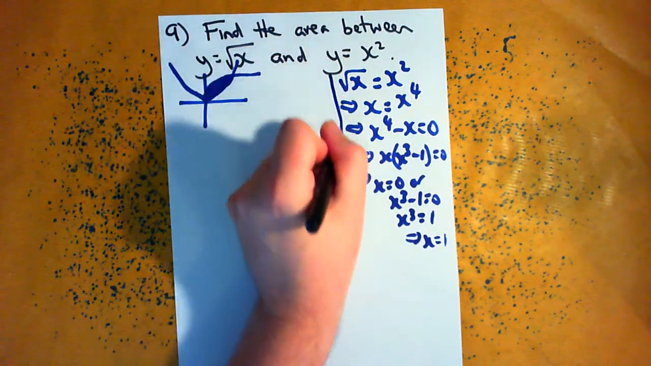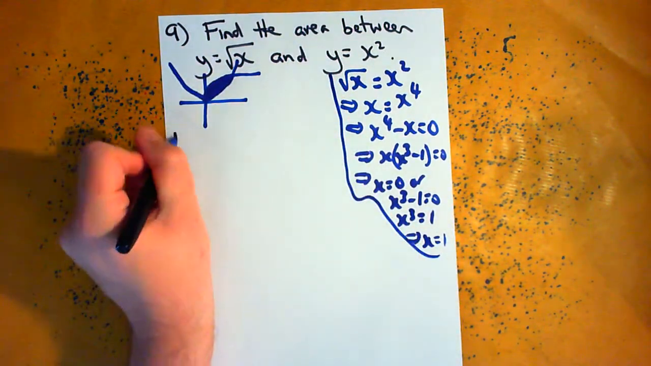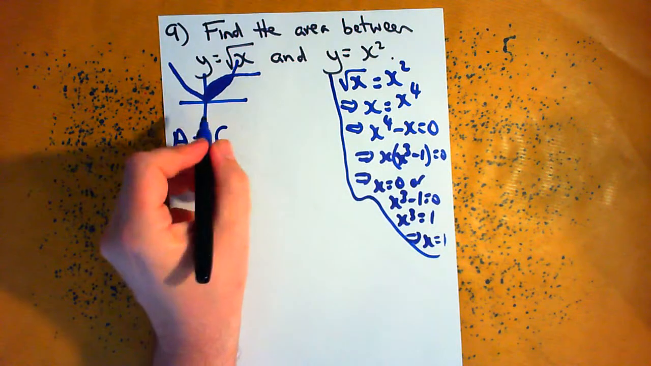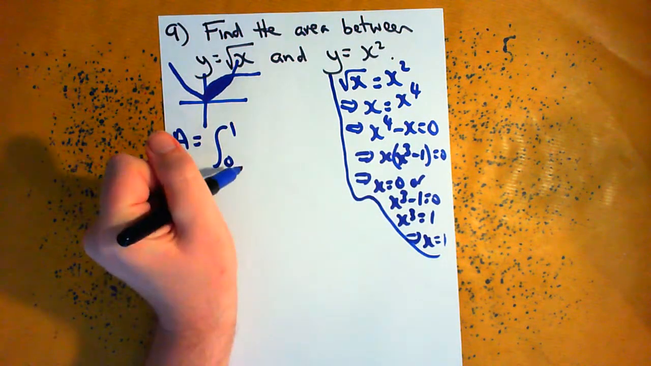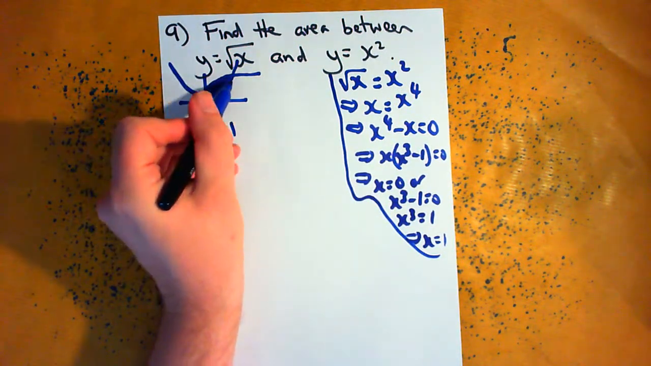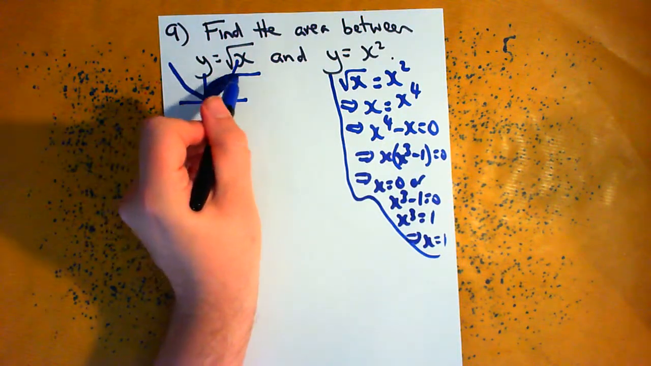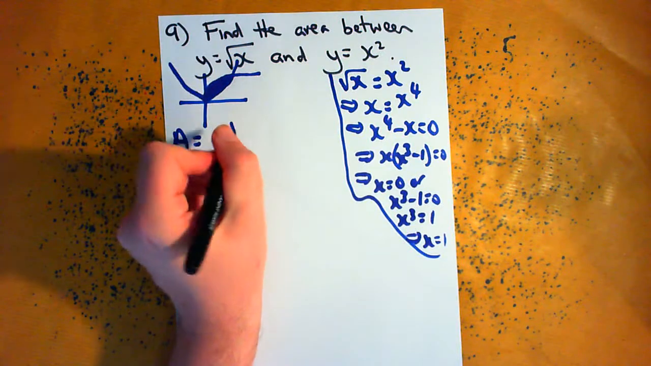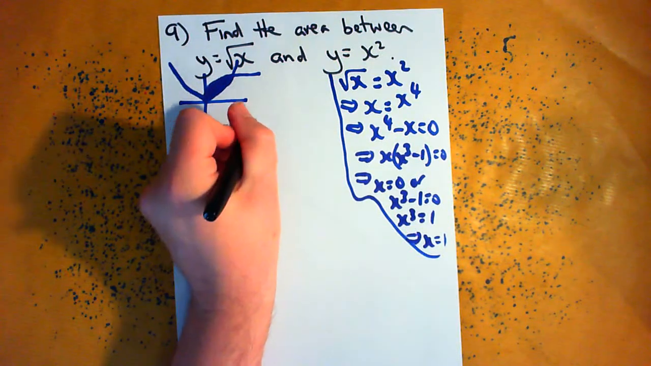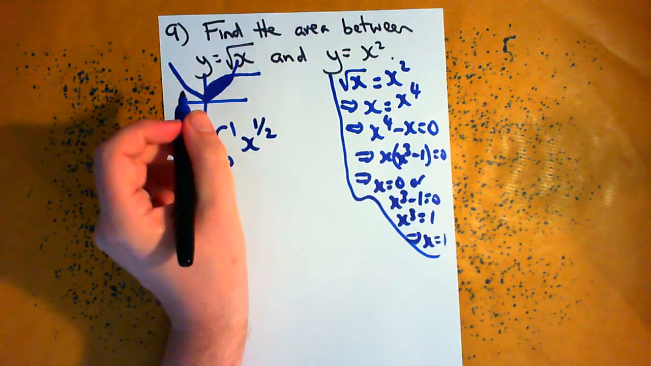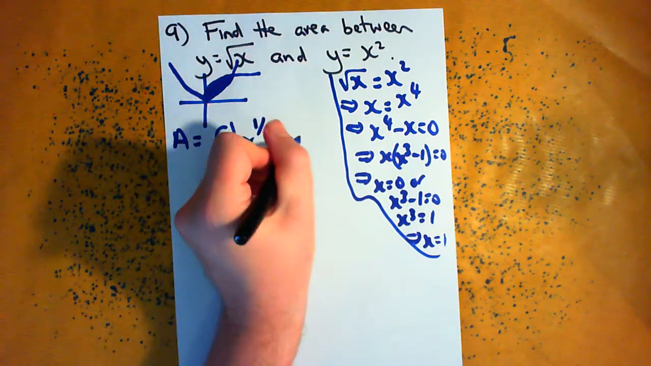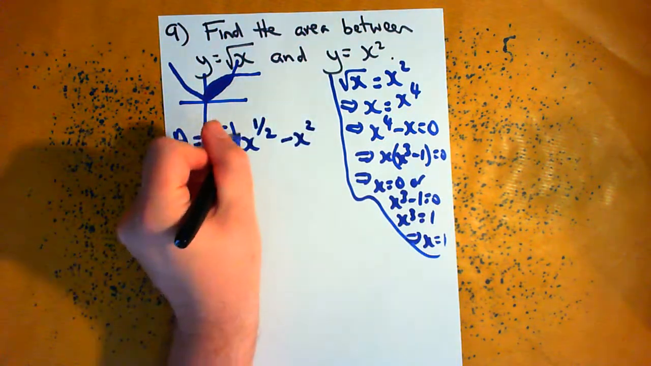Area is therefore going to be the integral from 0 to 1 of the top function in the region of interest. The top function is the square root of x. We'll need to integrate, so let's write that as x to the power of a half minus x squared.